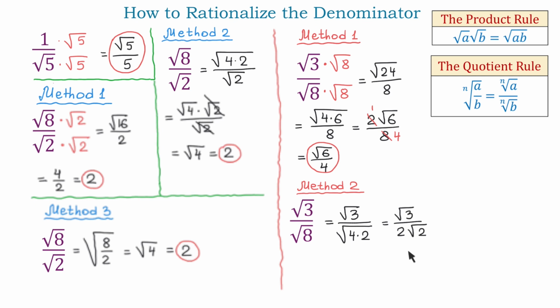And now to eliminate the radical from the denominator, we will multiply both the numerator and the denominator by square root of 2. And now in the numerator, square root of 3 times square root of 2 is square root of 6. So we will write square root of 6. And in the denominator, square root of 2 times square root of 2 is 2. So we will have 2 times another 2. And now we will have square root of 6 over 4.